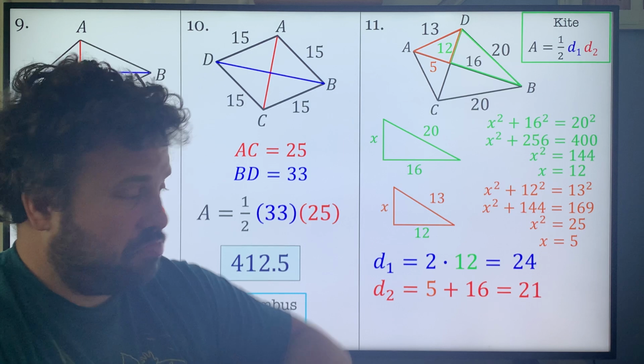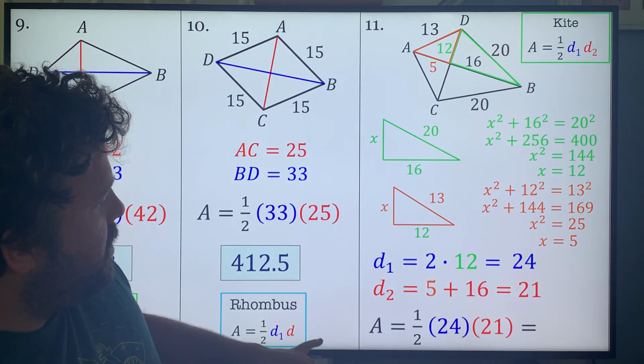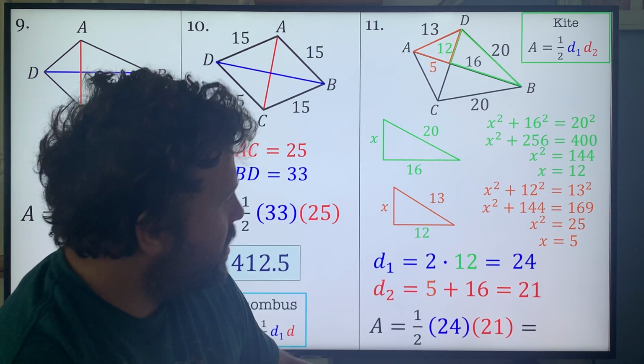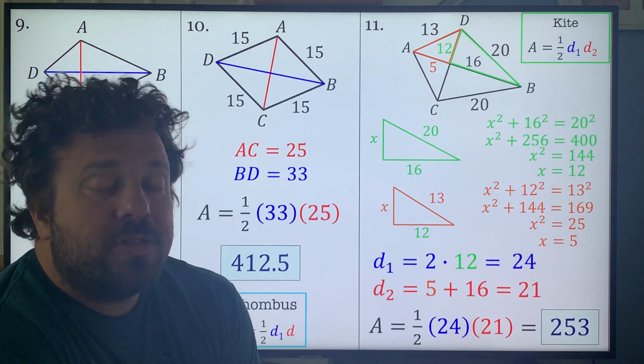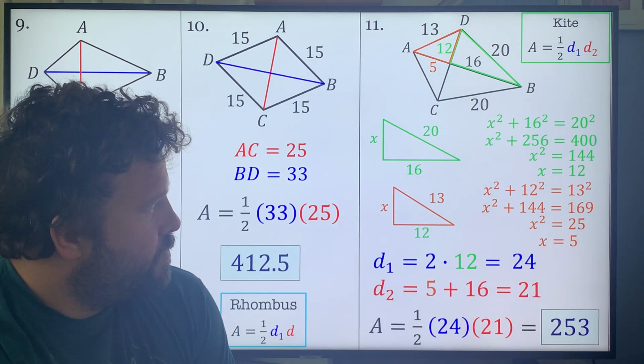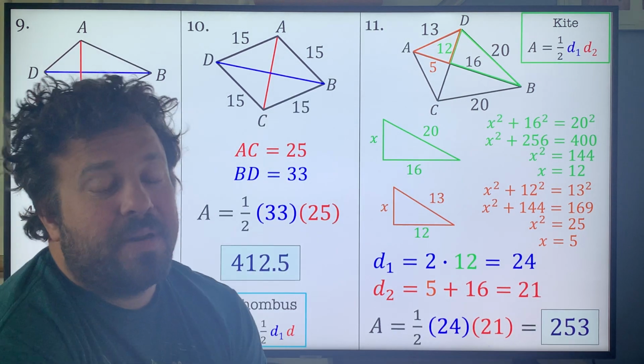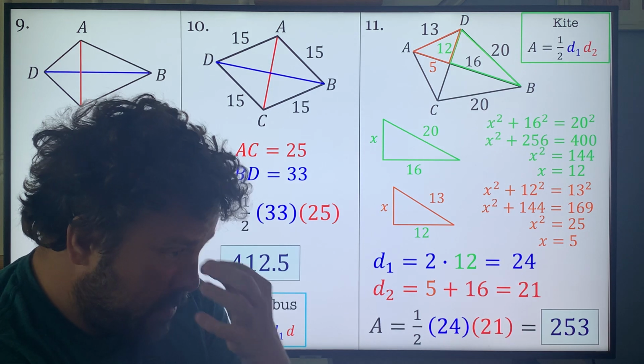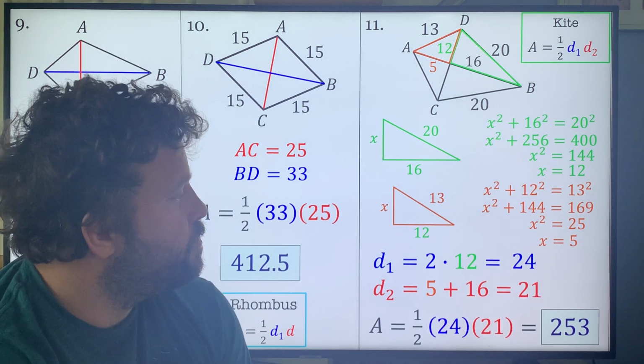All right. Use the formula. 1/2 of diagonal 1 times diagonal 2, 1/2 of 21 times 24. And as an answer, you get 253. That was a really tricky one, right? That wasn't too bad. You just had to use other rules. You had to use rules from right triangles, which you guys know.